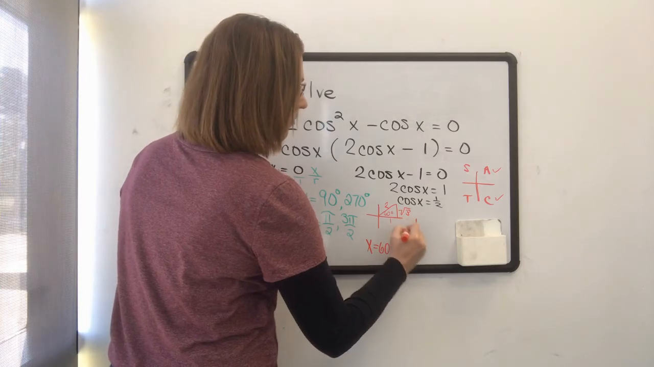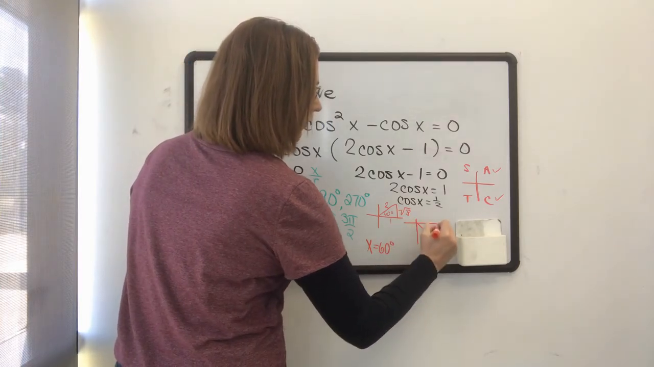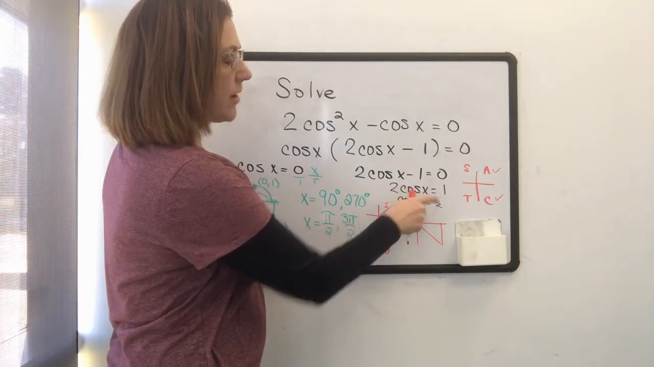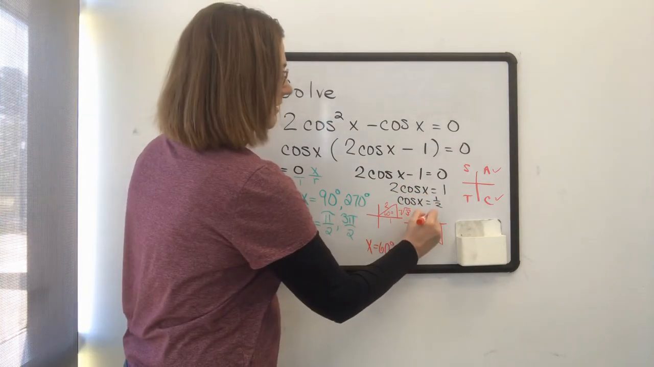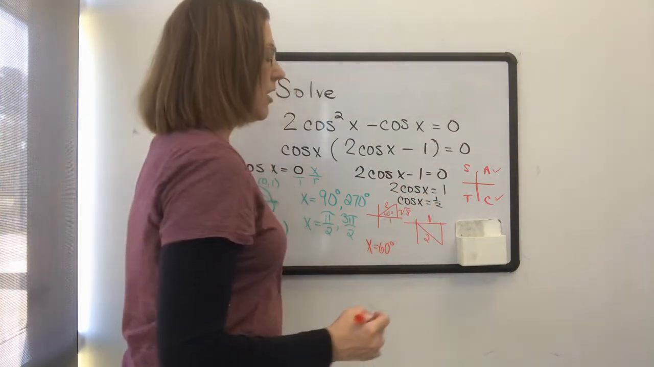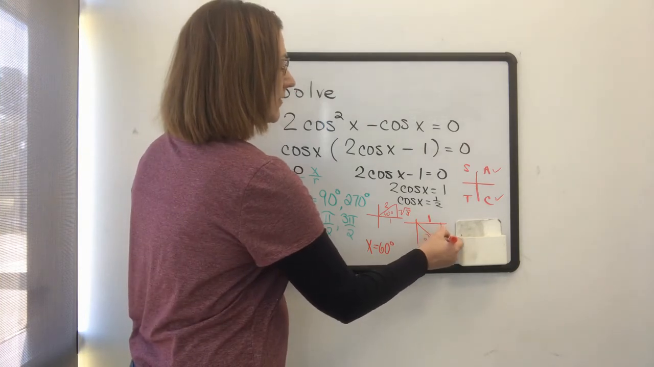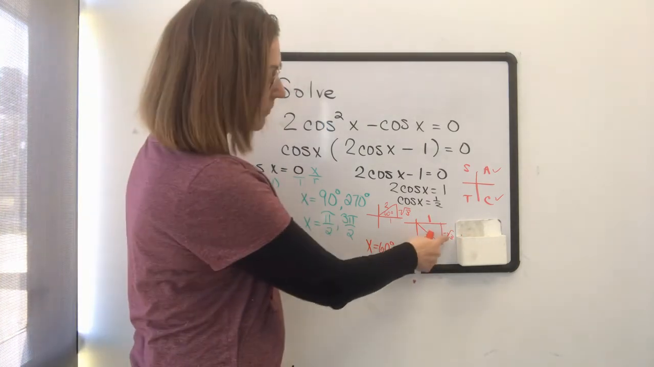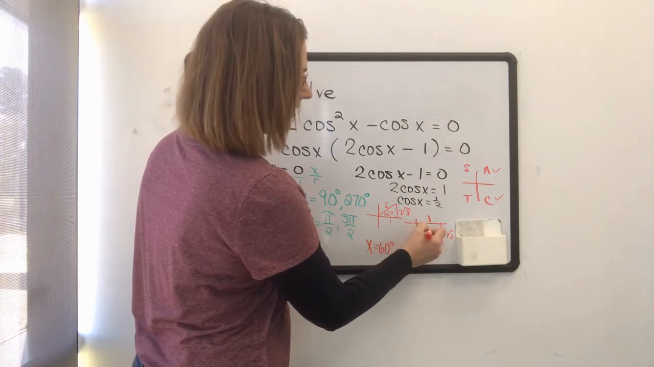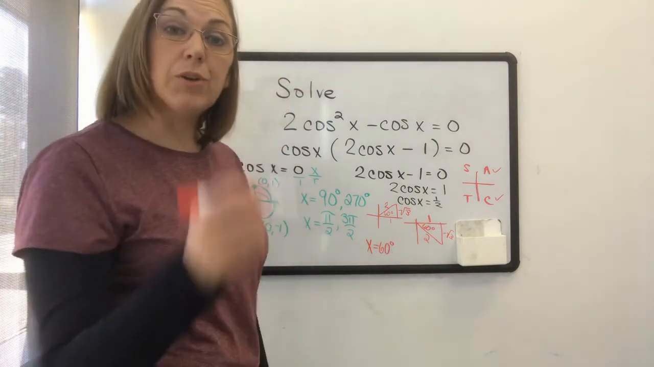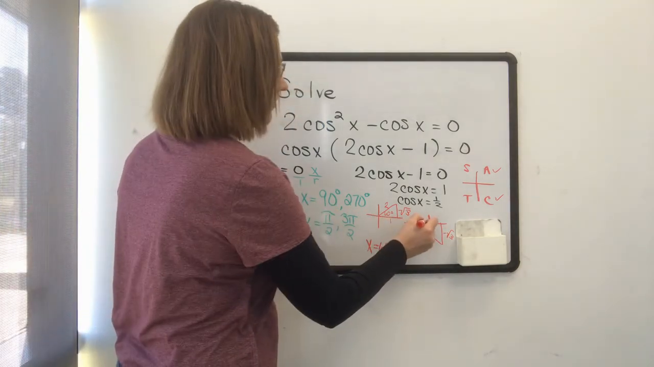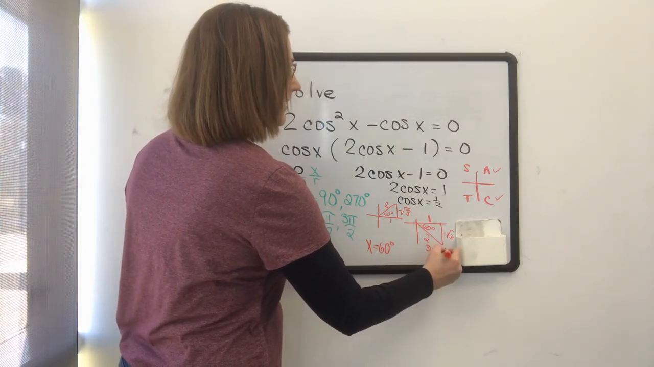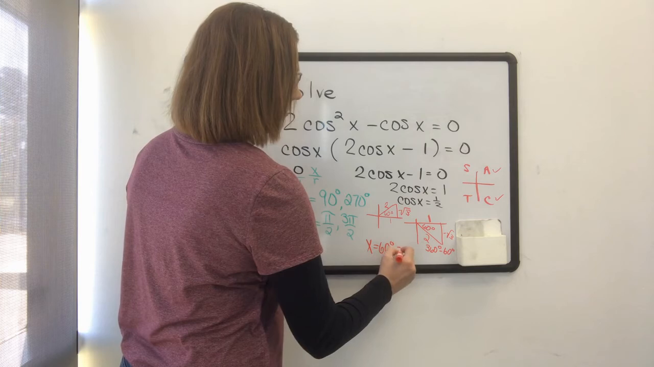So in quadrant 4, draw your reference triangle. Remember, adjacent is 1, hypotenuse is 2. Opposite side is negative square root of 3. Reference angle then across from the negative square root of 3 is 60. And how do you get the angle when you have the reference angle? That's going to be your 360 minus 60, which gives you 300.